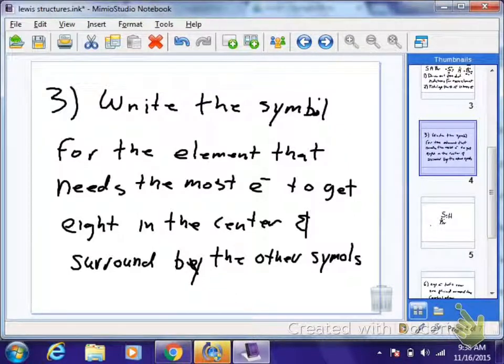So write the symbol of the element that needs the most electrons to get 8 in the center, and surround by the other symbols. So however many that's going to be, you need to surround them. So that's step 3. Step 4 is to pair up the electrons. Okay? So I'll go ahead and have that written out too.